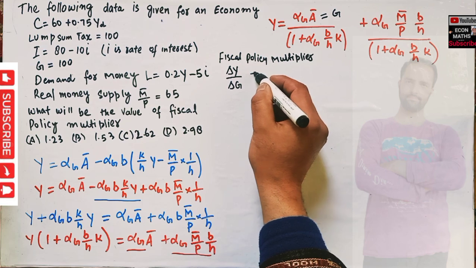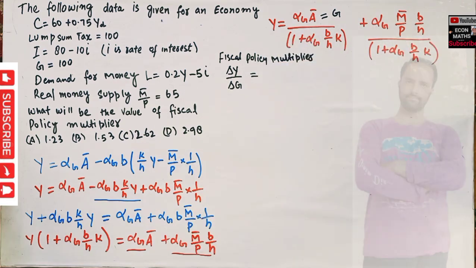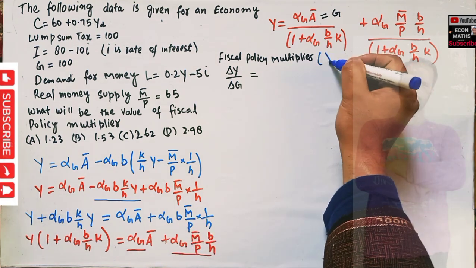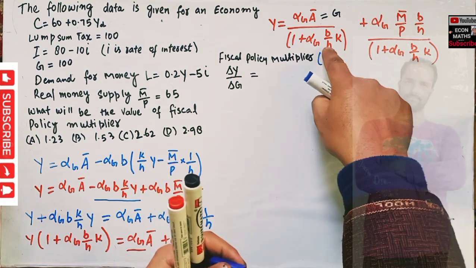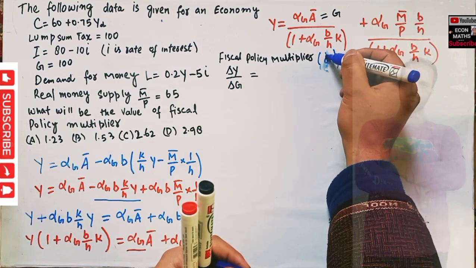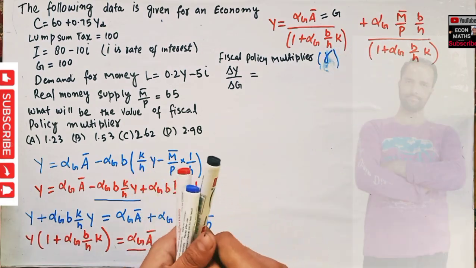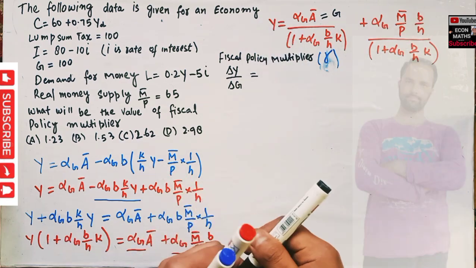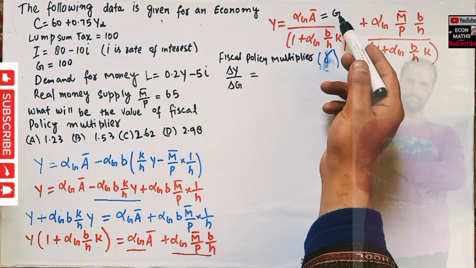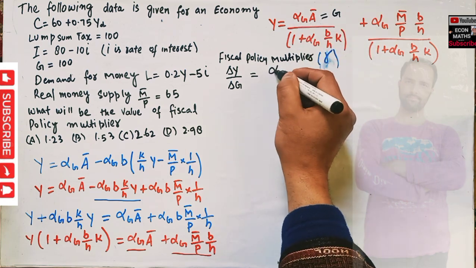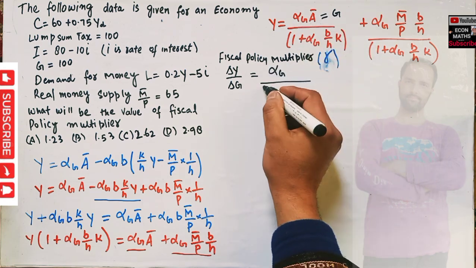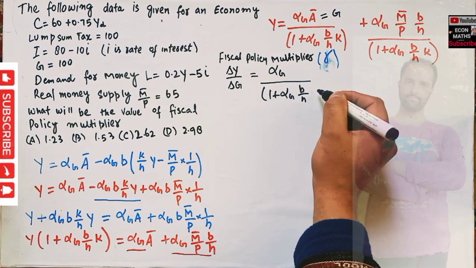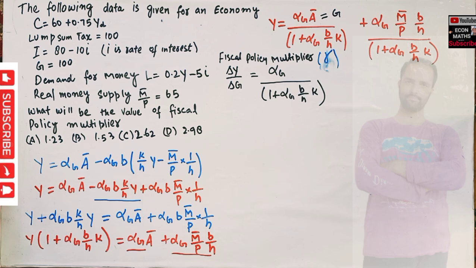That means we have to take the derivative of this function with respect to g. So to find the fiscal multiplier, just differentiate this very function with respect to g. The derivative of g is 1. We are left with alpha g upon 1 plus alpha g B upon H K. Okay, this is our fiscal policy multiplier.